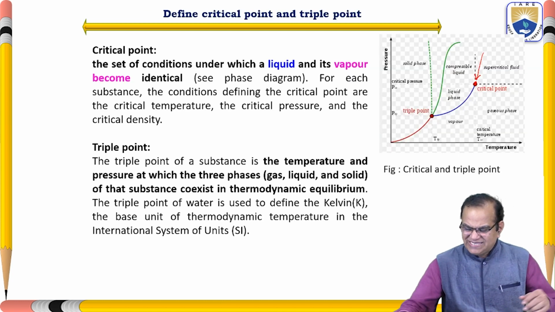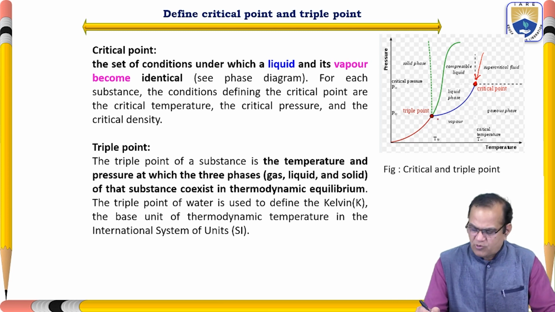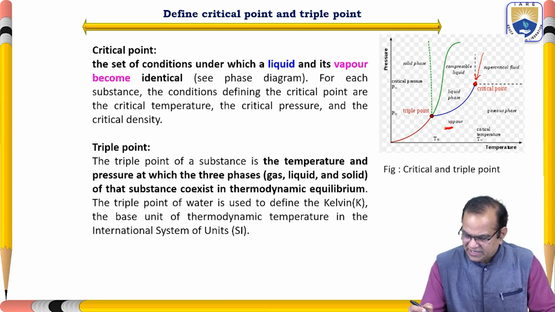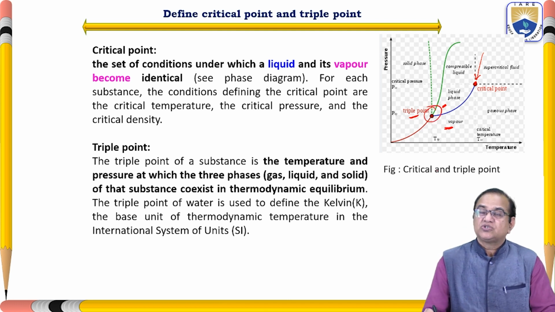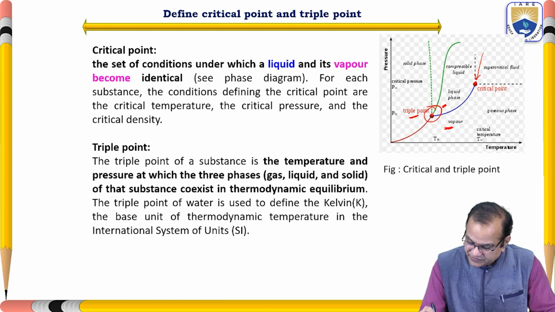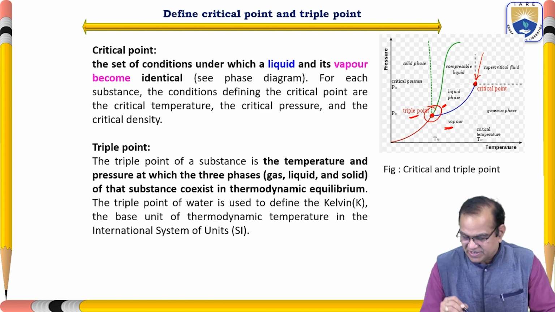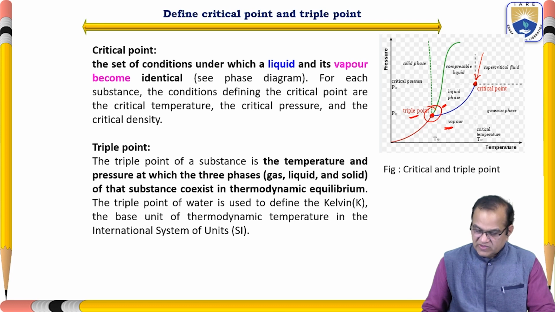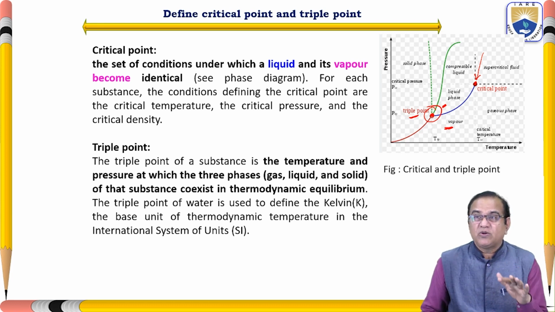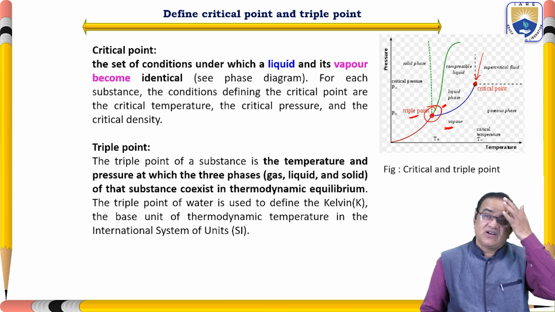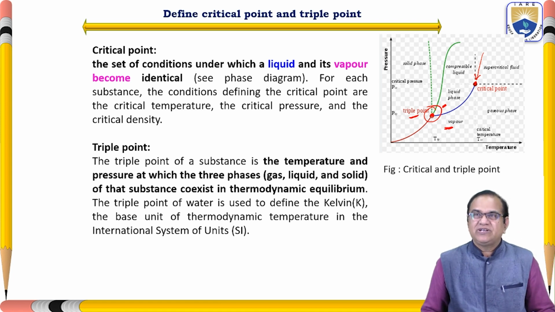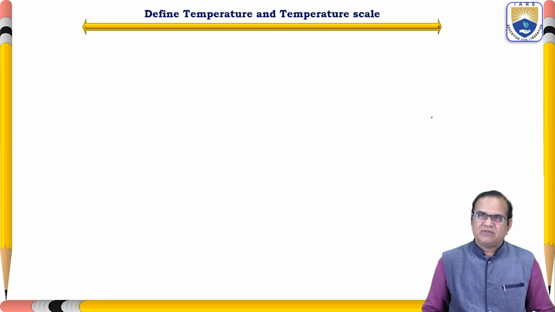So here we can see that in this triple point, this is the vapor, this is the liquid, and this is the solid. So here all three phases exist in this zone. This point is called the triple point, which is very important, because the triple point of water gives the relation of Kelvin, that is, the absolute temperature in a thermodynamic system.